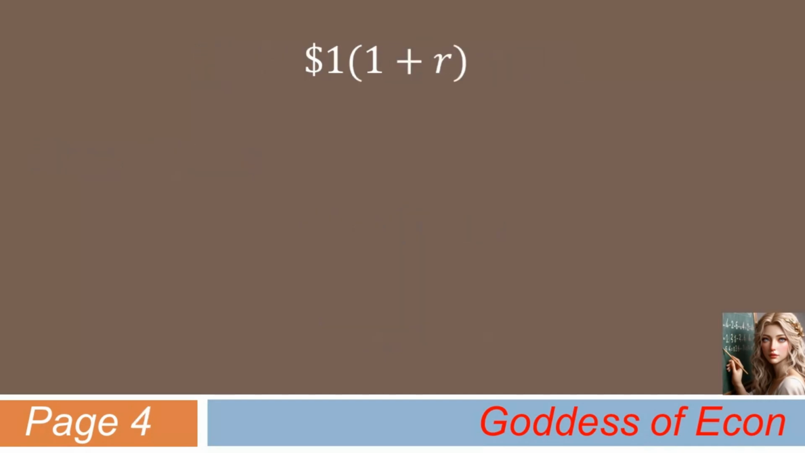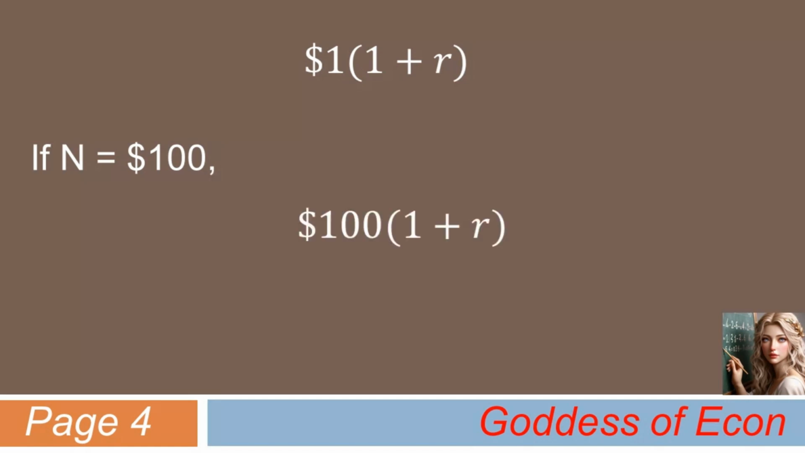And now, what if you put $100 in the bank account? How much will it grow to in 1 year? Well, $100 is just 100 times $1, isn't it? So it simply becomes 100 times (1 plus R). Now if we denote the amount invested, that is the principal amount, as N, we can generalize the equation as follows. If you put in N today, you will get N times (1 plus R) in a year's time.